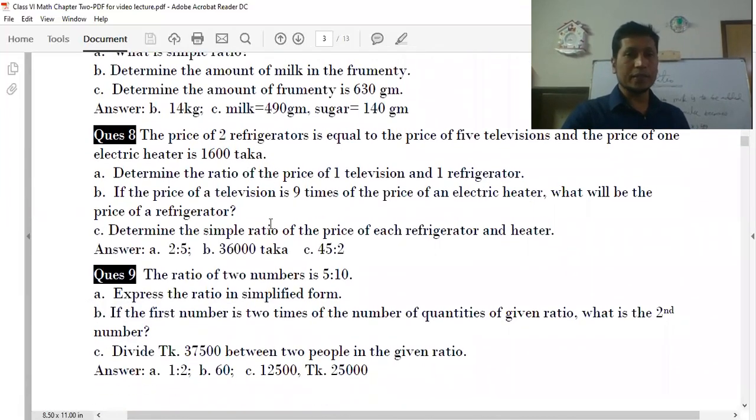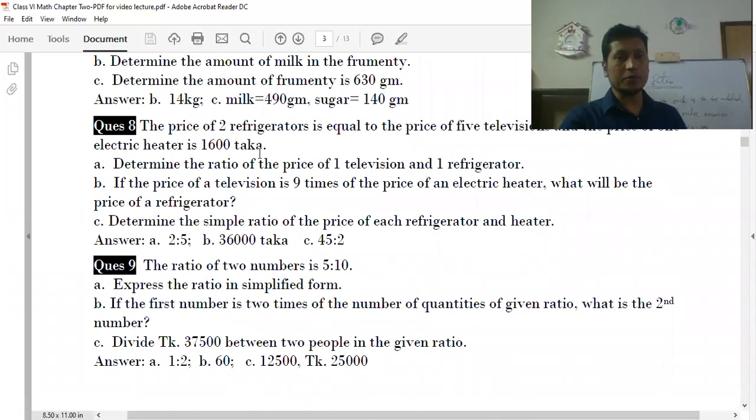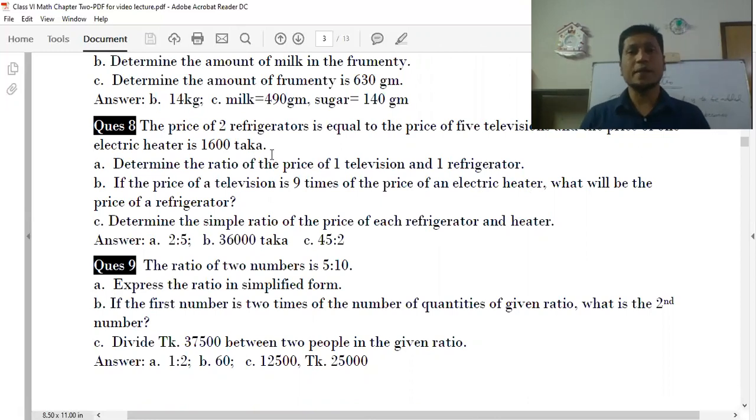Okay. Another math. The price of 2 refrigerators is equal to the price of 5 televisions, and the price of 1 electric heater is given as 1600 taka. You have to know that the prices of 2 refrigerators and 5 televisions are the same, and 1 electric heater's price is given.